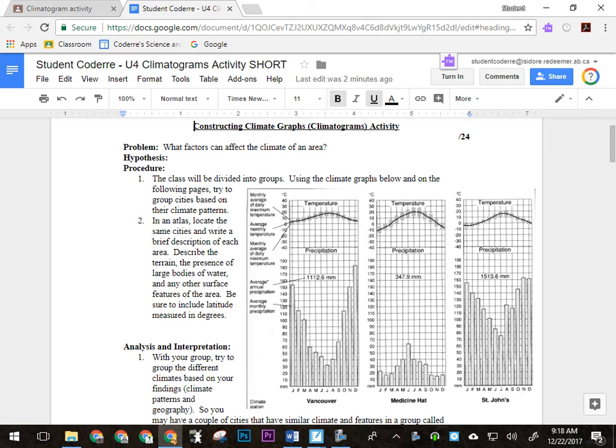All right, so the problem that we're investigating with this activity is we're trying to find out what factors affect climate basically in certain areas of Canada. What are the big ones in Canada? And does it vary or change from place to place?